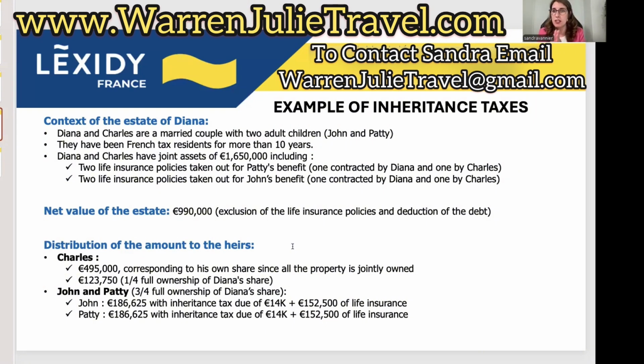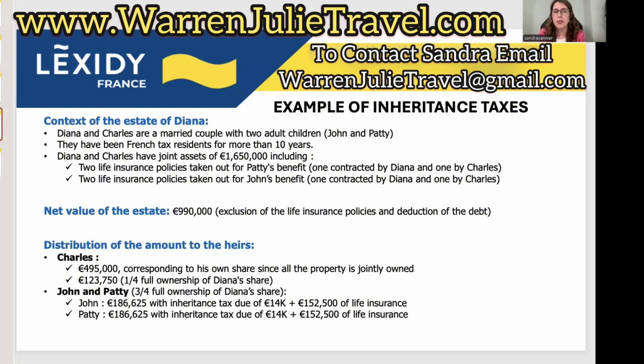Why? Because John and Patty will receive, with inheritance tax, 187k euros approximately, and they will pay inheritance taxes of 14k euros versus 37k euros in my first example. And they will also receive life insurance of 152,500 euros. So it will be better because they will receive more than in my first example and pay less taxes in France. So it will be a good alternative to put money in life insurance, but it's very important to do it before your 70th birthday, because after, the rules are different.